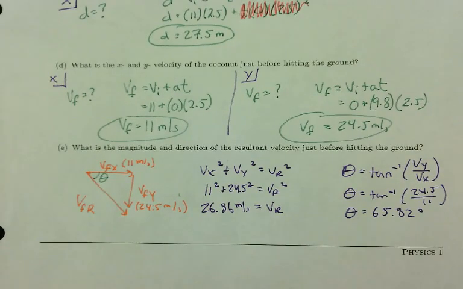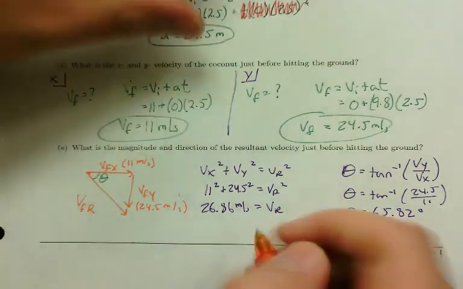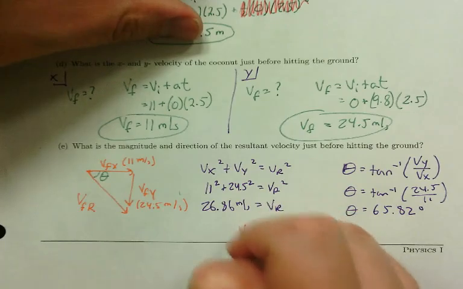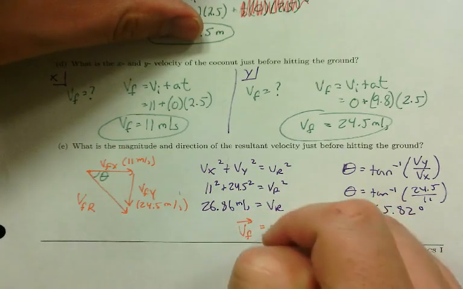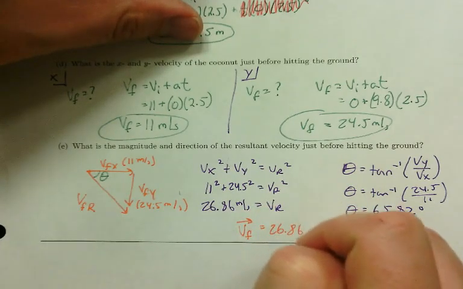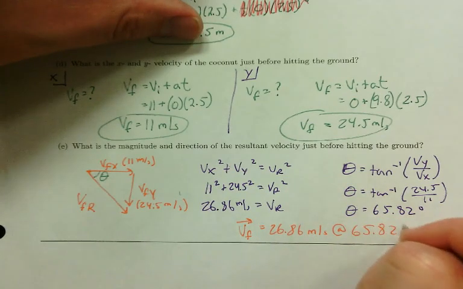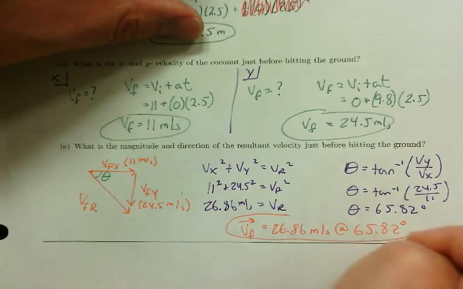So hopefully you got something like this, 26.86 meters per second, 65.82 degrees. Remember, you can kind of combine those two answers together like this. You can say that the final velocity vector is equal to 26.86 meters per second at 65.82 meters, or sorry, degrees.